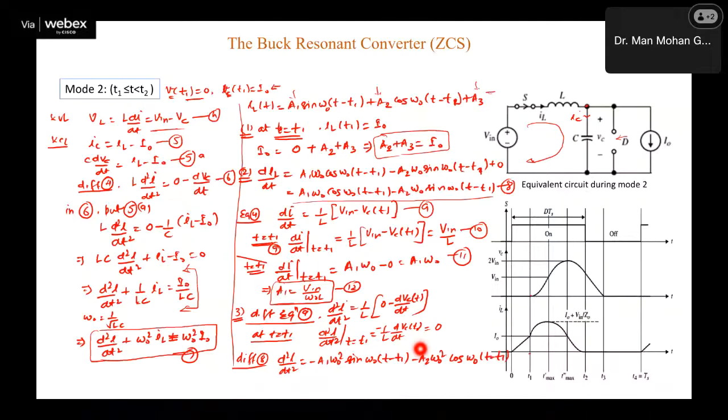So let us put T equal to T1 in this. If you put T1 in this, this term will be 0 and this term will be minus A2 omega naught square, right? It means this A2 omega naught square and this both should be the same. So from here A2 comes out to be 0. So let us put A2 equal to 0 here. It means A3 comes out to be I naught. So A2 is 0, A3 is I naught, and A1 is Vin upon omega naught L.